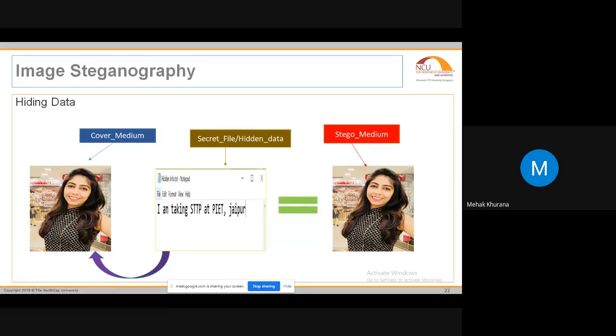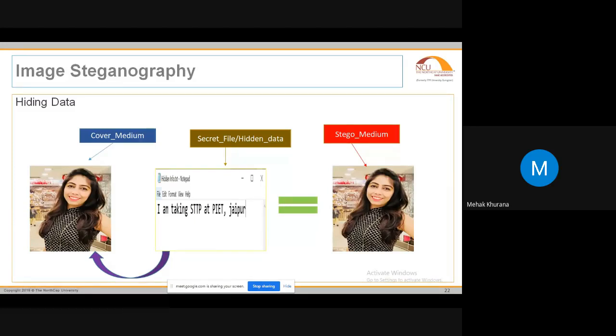So I am going to hide the data inside this cover medium, and the actual image, the final image that I'm going to get, this stego medium, is the image on the right hand side, which shows that it is hiding the data which I have hidden inside my image. So it's very difficult to find out the difference between these two images.